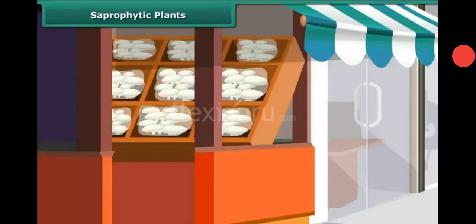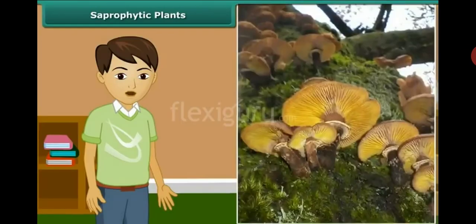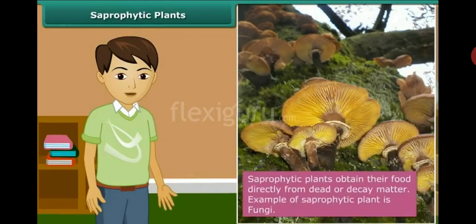You might have seen packets of mushrooms sold in it. Besides that, sometimes you may have also seen fluffy umbrella-like patches growing on rotting wood during rainy season. But do you know what these organisms are and how they get their nutrition? Friends, these organisms are commonly called fungi, and they get their nutrition from dead and decaying matter.